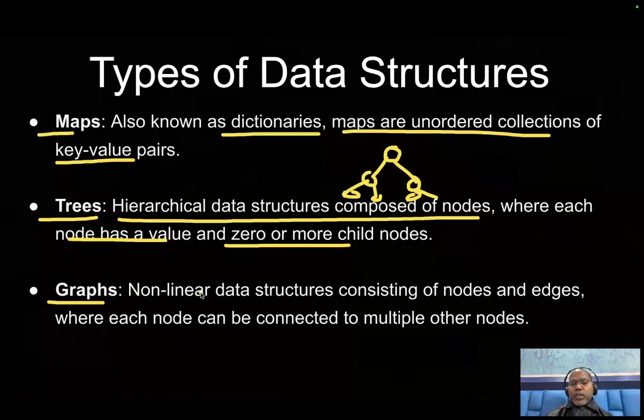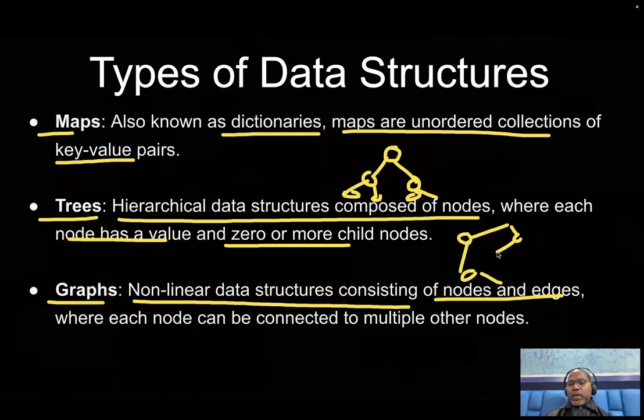Similarly, a graph is also a non-linear data structure made of nodes and edges. That means, maybe in any social media, we have this kind of nodes, edges, vertices. Each has a node, and multiple nodes are connected by edges. So these are some basic concepts: list, set, map, tree, graph. All of these are details about data structures in general.